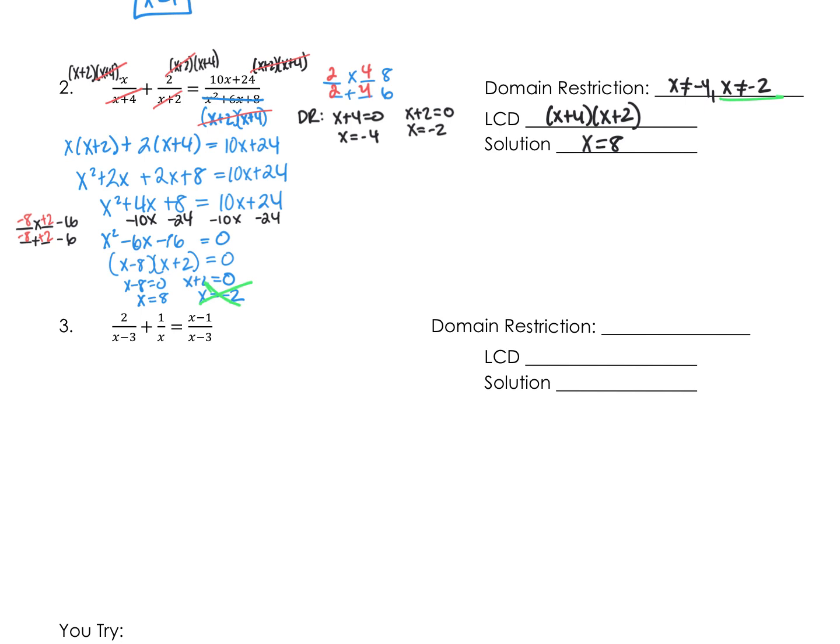All right, compare your domain restrictions and your LCD with your table. There's easy mistakes here, so I want you to make sure you catch your mistakes before you move on.